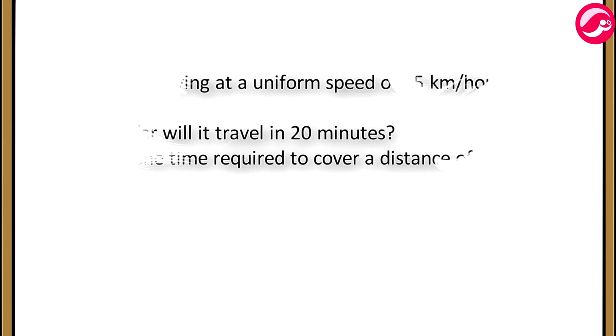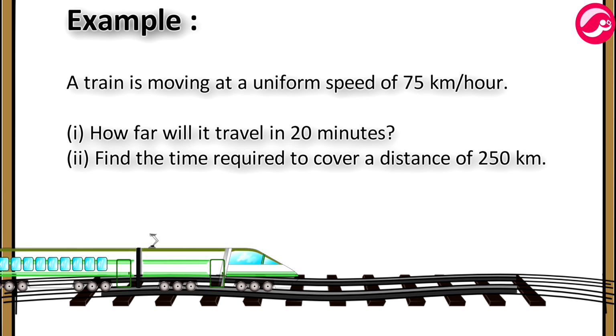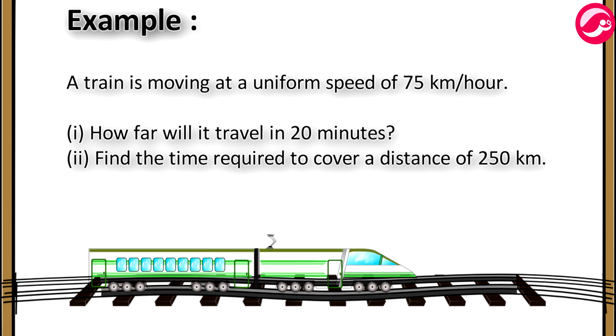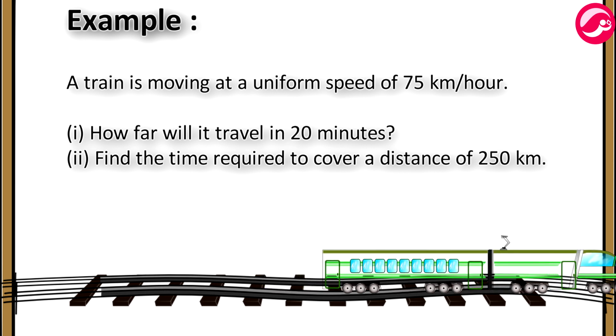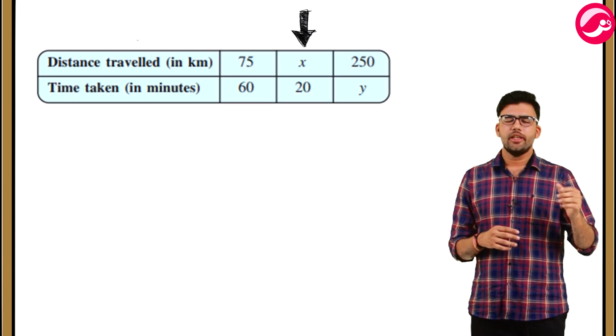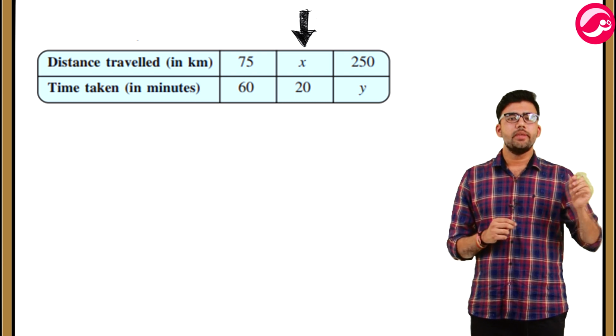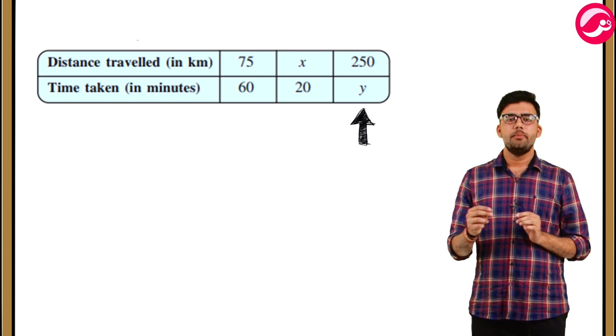Now we will see one example. A train is moving at a uniform speed of 75 km per hour. The first question, how far will it travel in 20 minutes? And the second question is, find the time required to cover a distance of 250 kilometers. Solution will be as follows: let the distance traveled in kilometers in 20 minutes be x and the time taken in minutes to cover 250 kilometers be y.